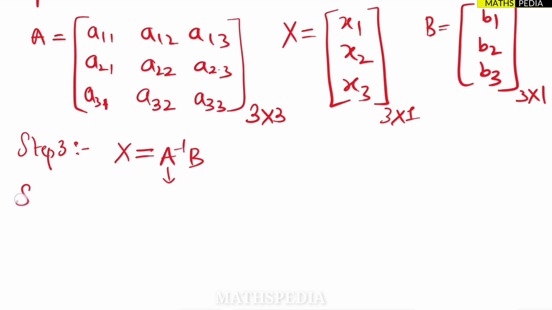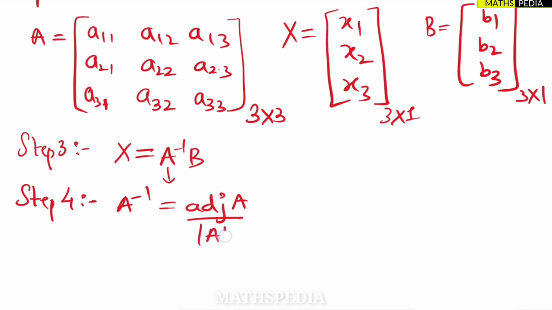See, the next step is basically to find the A inverse value. A inverse is basically adjoint A by determinant A, which is equal to C transpose by determinant A. In a 3 cross 3 matrix, we have to go for C transpose. First, you have to find the cofactor matrix. Then we have to go for the transpose of that cofactor matrix.